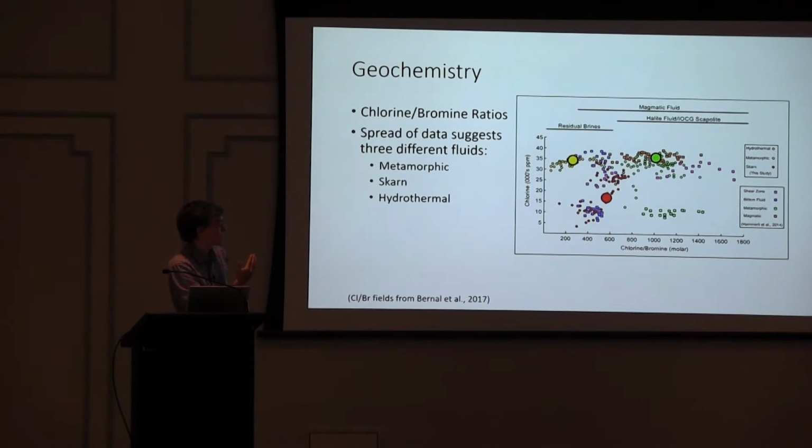samples, what we see is a significant decrease in chlorine-bromine relative to the metamorphic scapolites, as well as a decrease in the chlorine content.